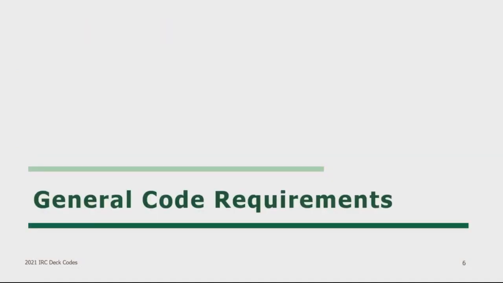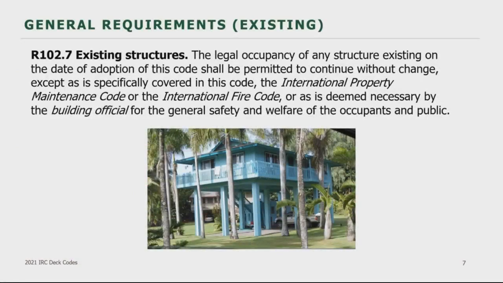All right, we have a lot to go through, so let's get started. We're going to start off by reviewing some general code requirements. R1001.7 in the IRC tells you that a dwelling built under a certain code edition can remain in place without change. As long as you don't mess with your house, it can stay exactly as it is because it was approved under the code that was in effect at that time.